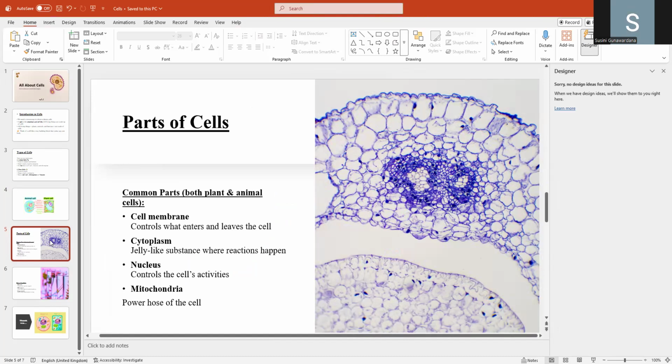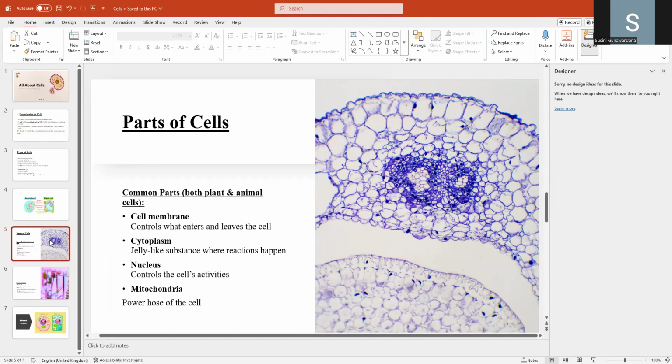Here, we'll discuss the common parts of animal and plant cells. The cell membrane controls what enters and leaves the cell. So it is the barrier of the cell. Cytoplasm is a jelly-like substance where reactions happen. And all the other organelles like mitochondria, nucleus, and chloroplast are embedded in this cytoplasm.